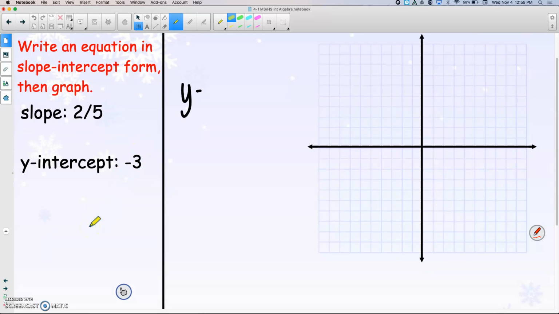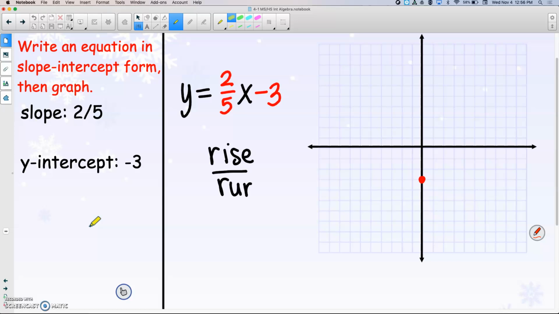Okay, next one, y equals my slope 2/5, then the x, and the intercept -3. So start at that -3, and this time, rise over run, it's already a fraction. So I rise 2, so I go up 2, I run 5, over 5 to the right. Rise 2, run 5. You want 3 points on your line.